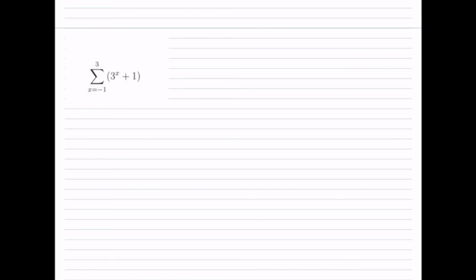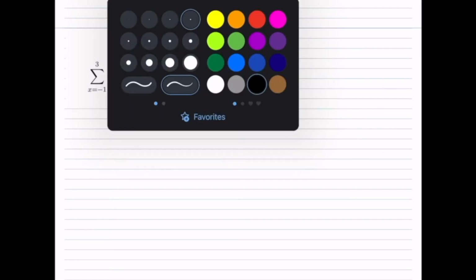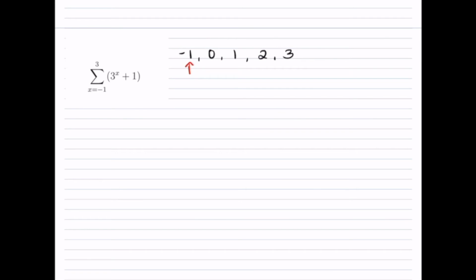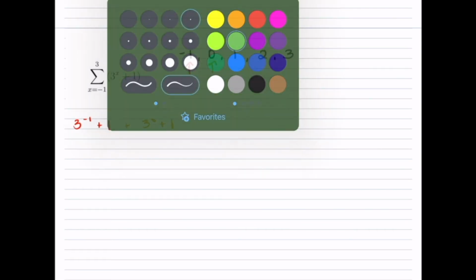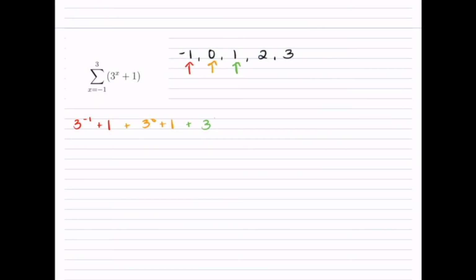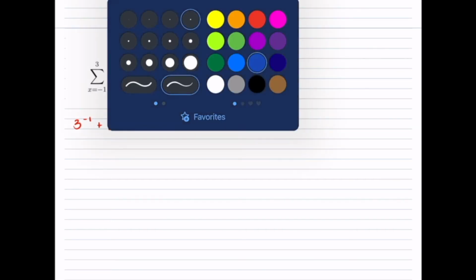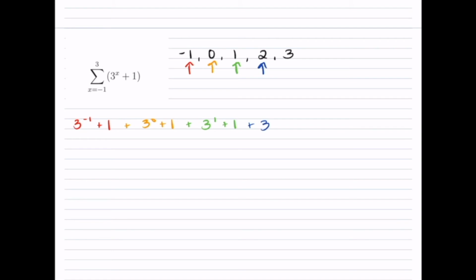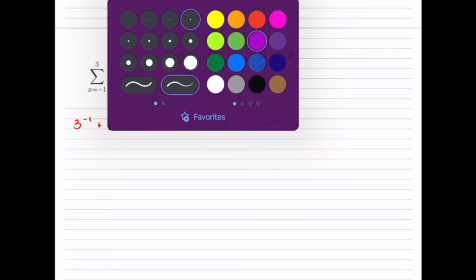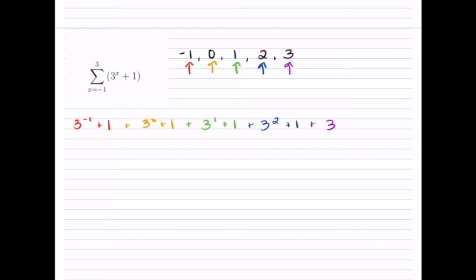Alright, so for the third evaluation problem, I'm going to jump right in and know that the x values I need to plug in are negative 1, 0, 1, 2, and 3. So let's write these out. We got 3 to the negative 1 plus 1, 3 to the 0 plus 1, 3 to the first plus 1, 3 squared plus 1, and 3 cubed plus 1.